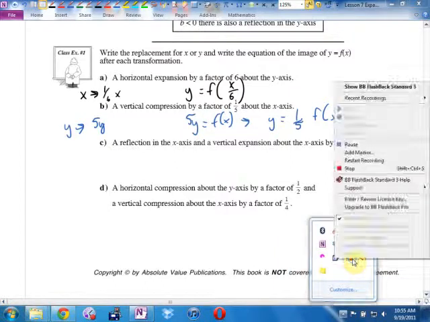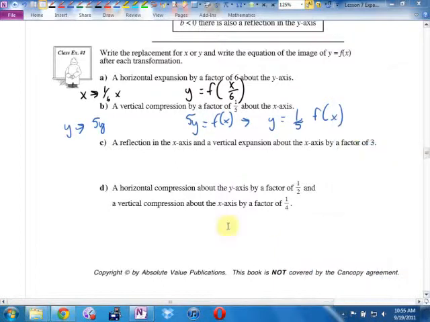Okay, C, a reflection. Okay, reflections are negatives. We're reflecting in the x-axis. That means, gotta think careful. We're reflecting in the x-axis. What kind of a reflection is that? Reflecting in the x-axis, what kind of vertical? We're going to replace y with negative y.